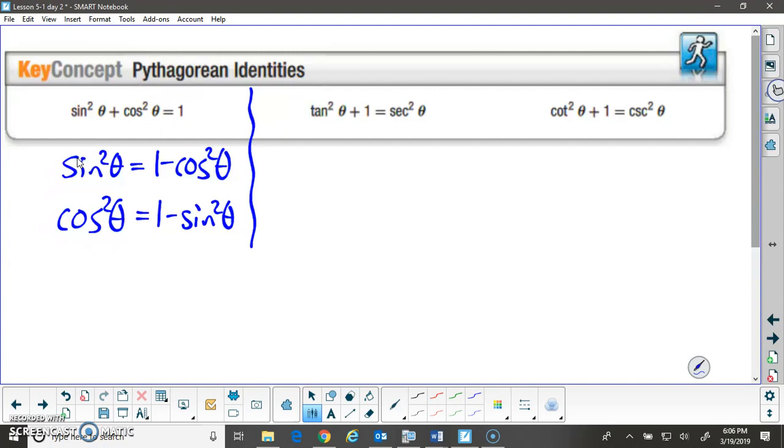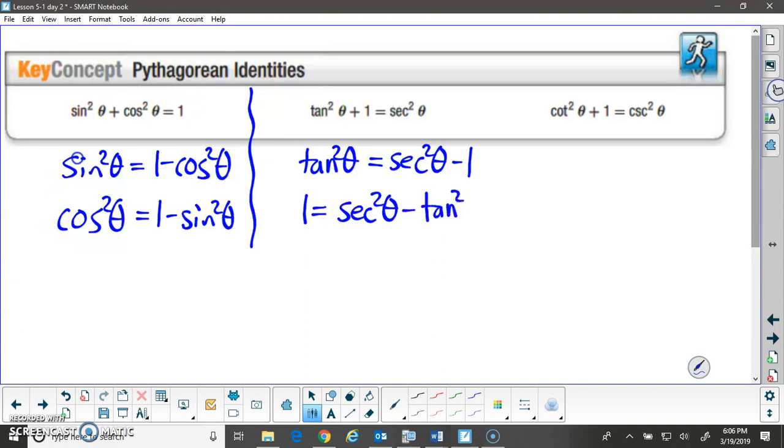Our next one is tangent squared plus 1 equals secant squared. I'd like you to rewrite that as tangent squared equals secant squared minus 1. And I'd also like you to rewrite it as 1 equals secant squared minus tangent squared. Again, those are essentially the same identity, just written in different ways.